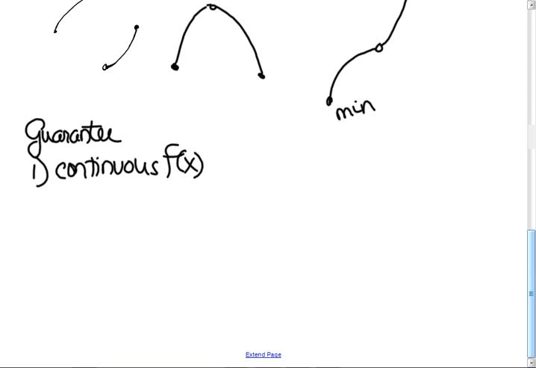Now I have a continuous function here, and I still don't have a max or min. What's the problem with this one? I need endpoints. Okay?